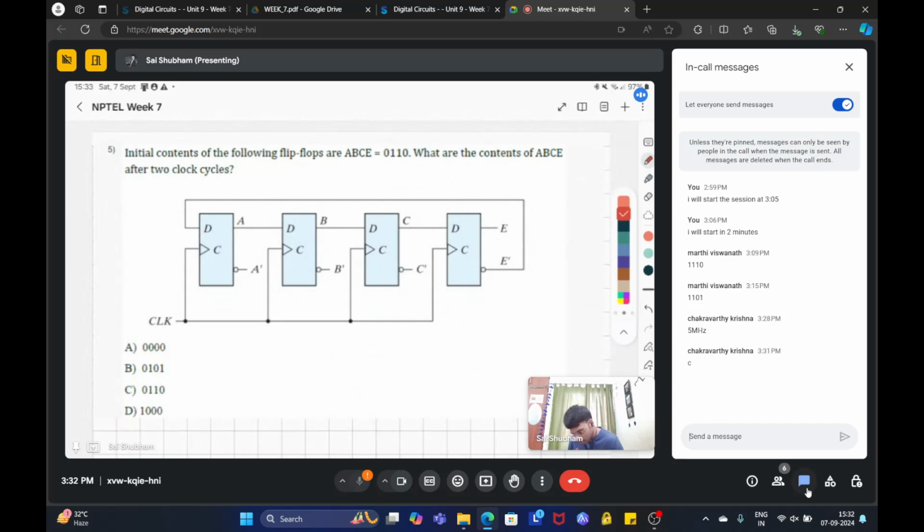So moving on to the next question. The initial contents of the following flip-flops are 0, 1, 1, 0. What are the contents after 2 clock cycles? This is also a very straightforward question, and I think this is similar to a Johnson counter.